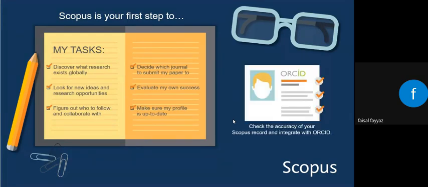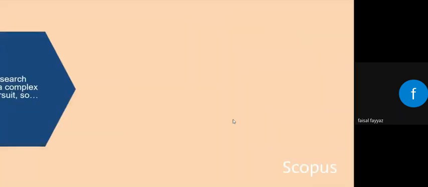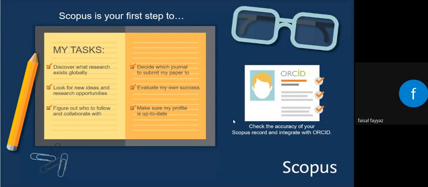Make sure my profile is up to date. Check the accuracy of your Scopus record and integrate with ORCID. ORCID is a standard format which helps you check where you stand and where your research is standing. How much plagiarism, what type of plagiarism, what parameters you missed, how much content was replaced with synonyms, how much of your research is patented. So whatever you have created while writing your research paper has been evaluated from all aspects. In this way, you can write.